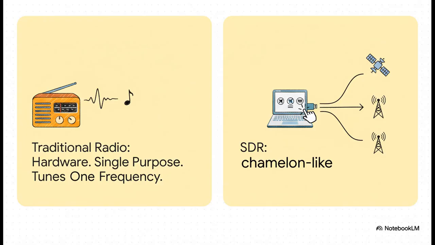Just think about it for a second. A traditional radio, it's built for one single job. All its parts are hardwired to pick up, say, an FM station. And that's pretty much it. But an SDR, it's like a chameleon. The hardware just grabs a huge chunk of raw radio data, and then the software decides what it becomes. With just a click of a mouse, you can turn it from a regular FM radio into an air traffic scanner and then into a satellite decoder.